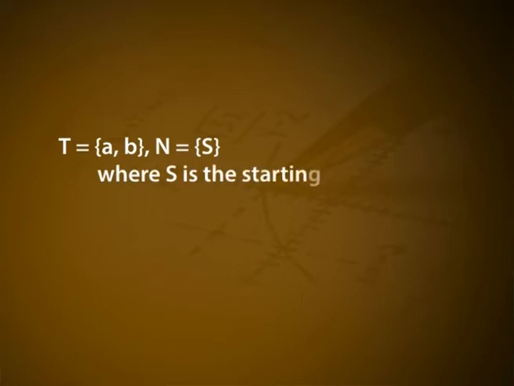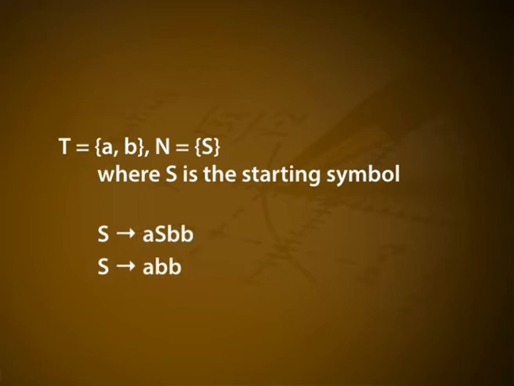Next example, consider the language L = {a^i b^2i such that i ≥ 1}. Taking T = {a, b}, N = {S}, where S is the starting symbol, and S → aSbb, S → abb as the productions, we can generate L.